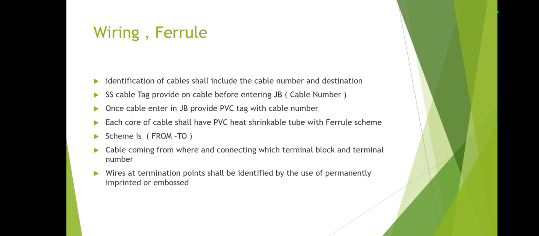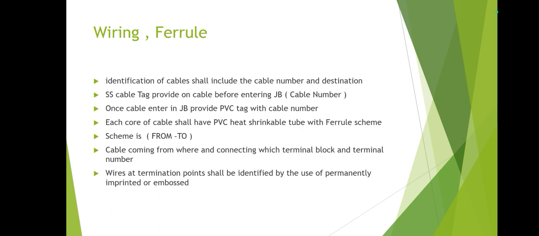This is a very main and important part regarding ferruling and wiring. Once we are going to do the wiring inside the junction box, panel, transformer or anything, during the entry inside the junction box, regarding the cores, what type of ferrules are we using? So let's start. Identification of cable shall include the cable number and destination.